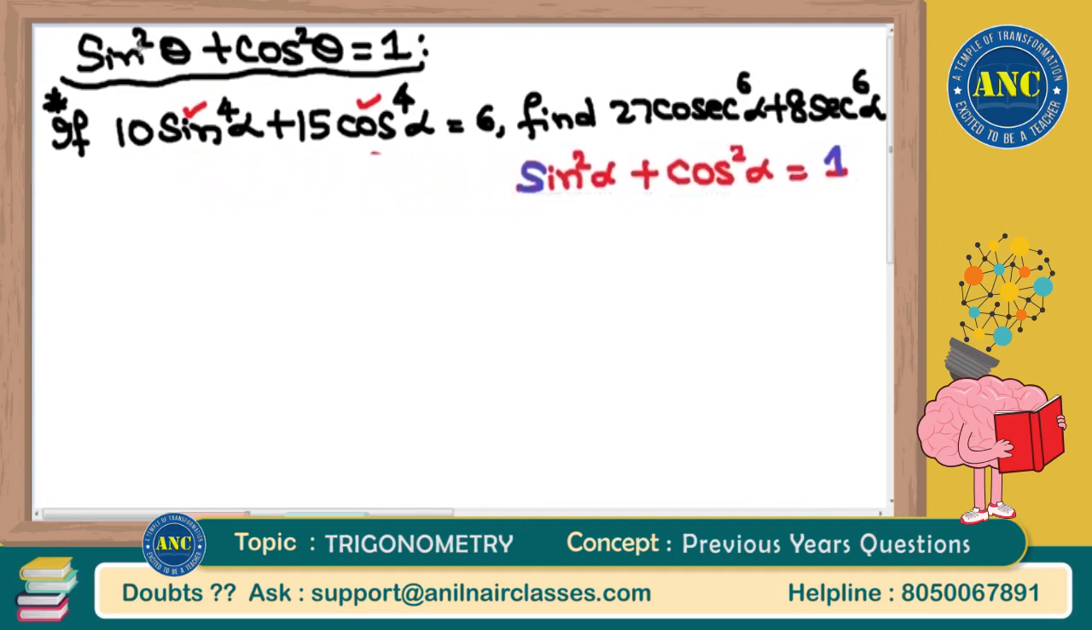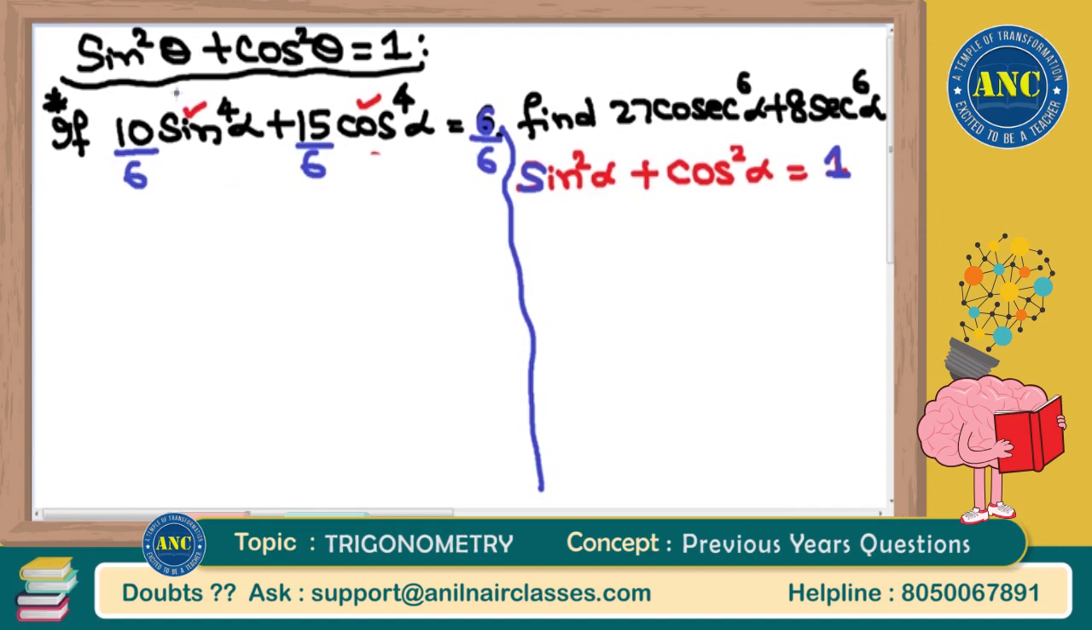Now see here, use the same logic of what needs to be done in comparison. On the right hand side I need to get 1. Here the right hand side is 6. 6 should become 1, so divide by 6. 6 by 6 is 1. This also divide by 6. 10 also divide by 6.